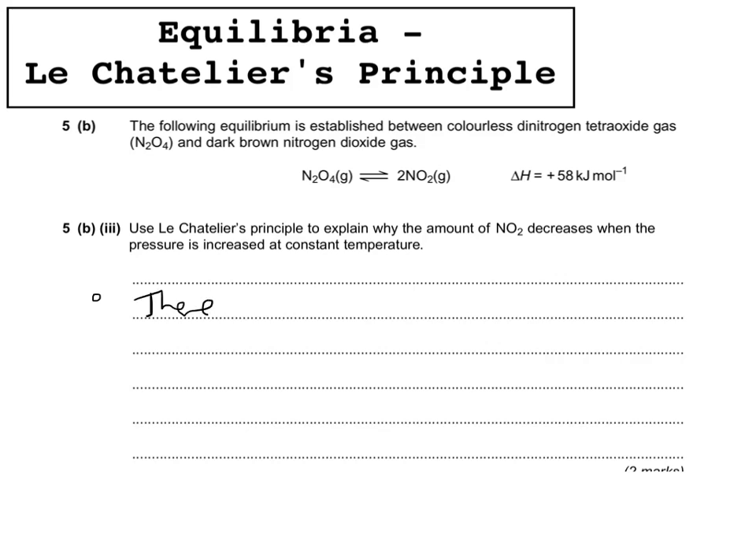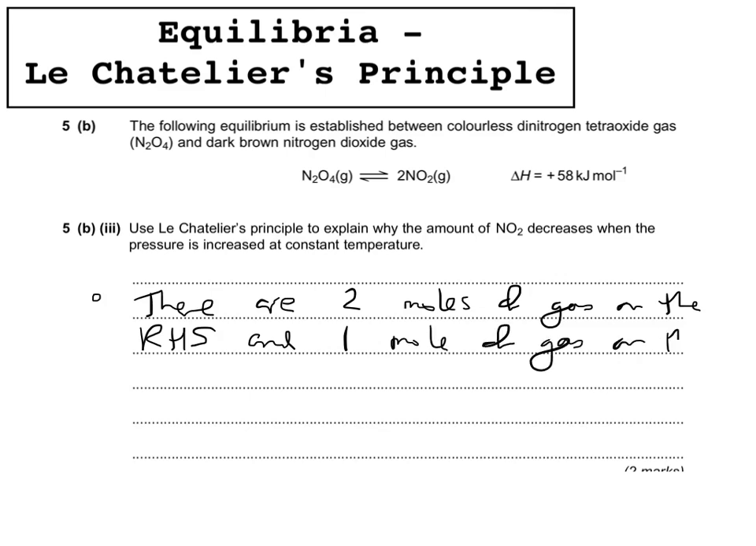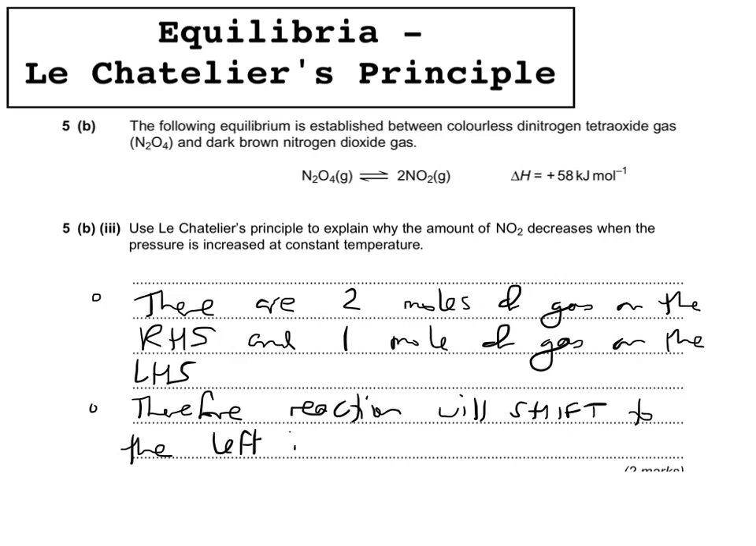So you say there are 2 moles of gas on the right-hand side, and you can use the abbreviation RHS if you want, and 1 mole of gas on the left-hand side. Then you say which way it shifts and why. So you'll say, therefore, reaction will shift, in this case it's to the left, in order to, either you can say to decrease the pressure again, or you could again use the same principle as last time to oppose the increase in pressure.